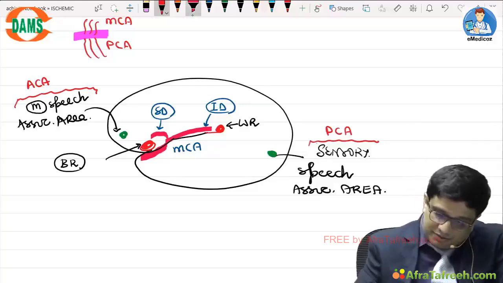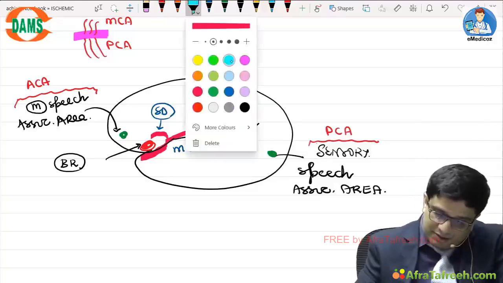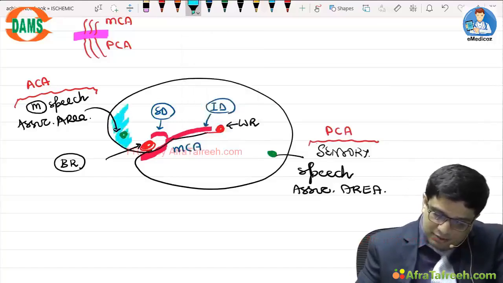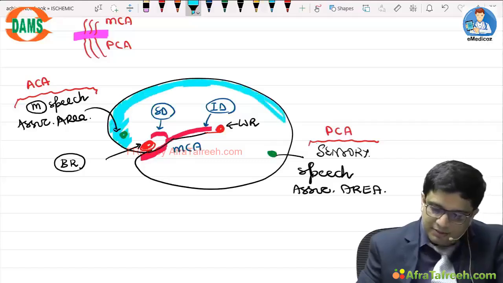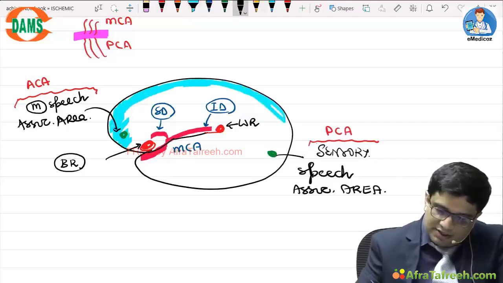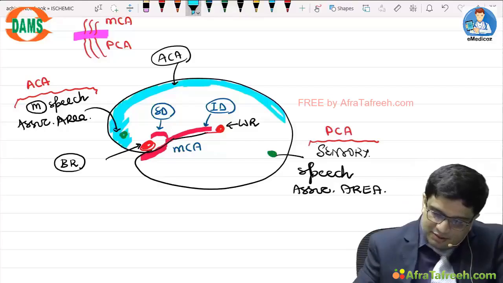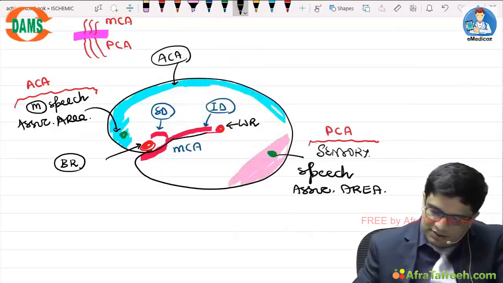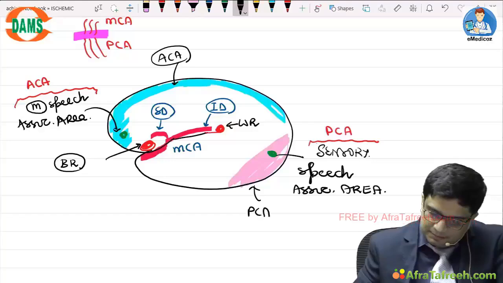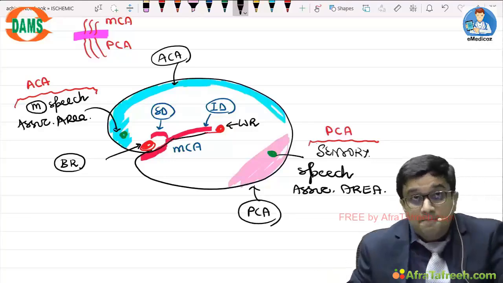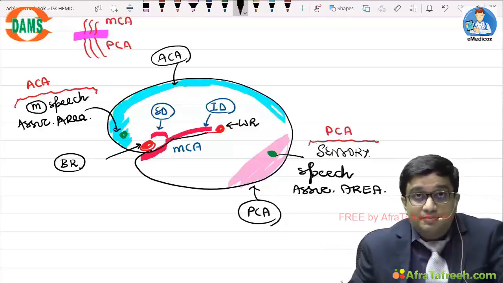So maybe with a different coloring scheme I can just mark it out. If I remember, the ACA supplies the brain like this as a strip, right? So this one is the ACA. While the PCA, when I look at it, was comfortably sitting over here. So this one is the PCA. And the rest, all you know, is MCA, right?